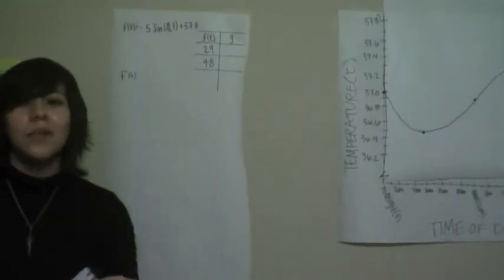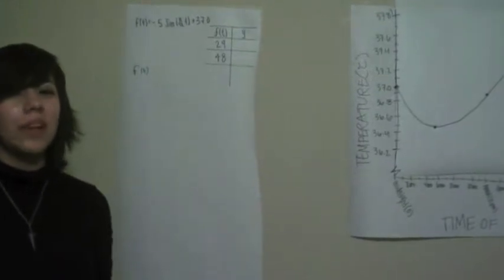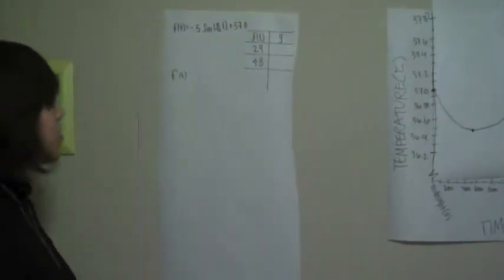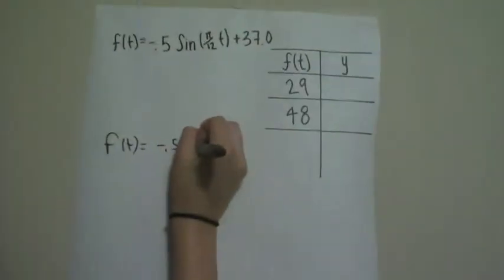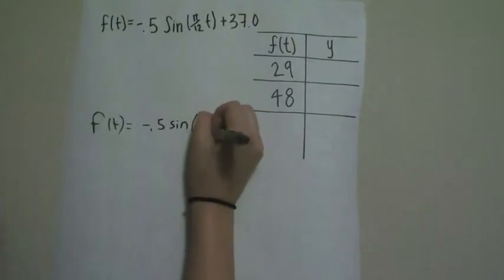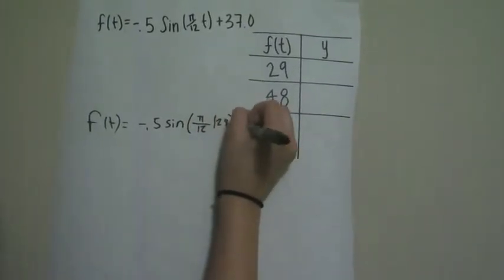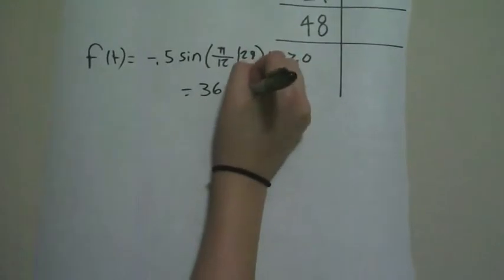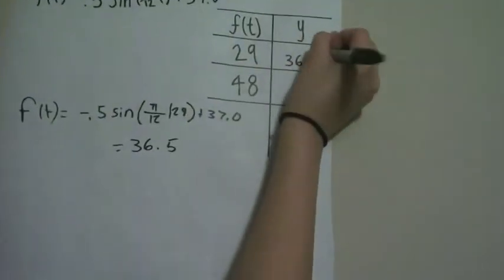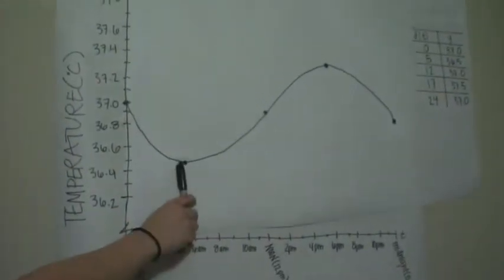Okay, we are doing part D, which is plotting future points. Now we are going to do 5 a.m. the next day, which is 29, so we're going to plug in 29 for t. Now when we plug it into our calculators, we should get 36.5, which matches our graph of 5 a.m.